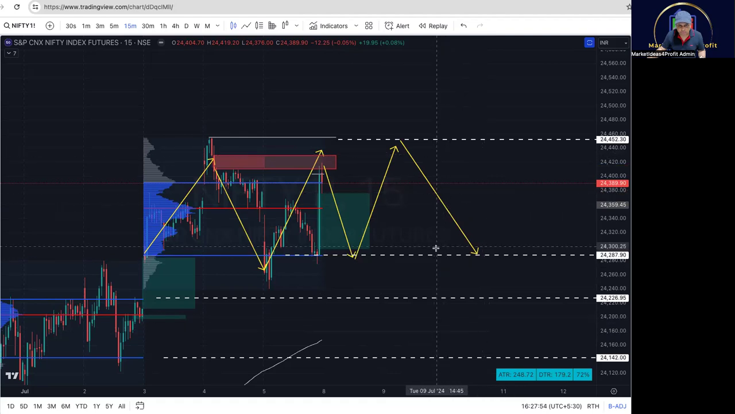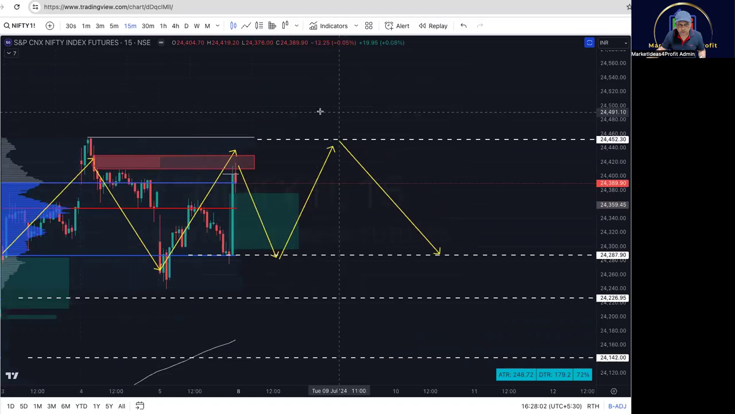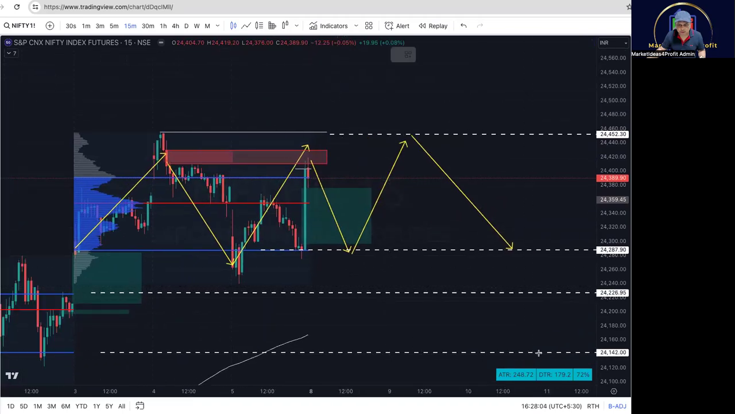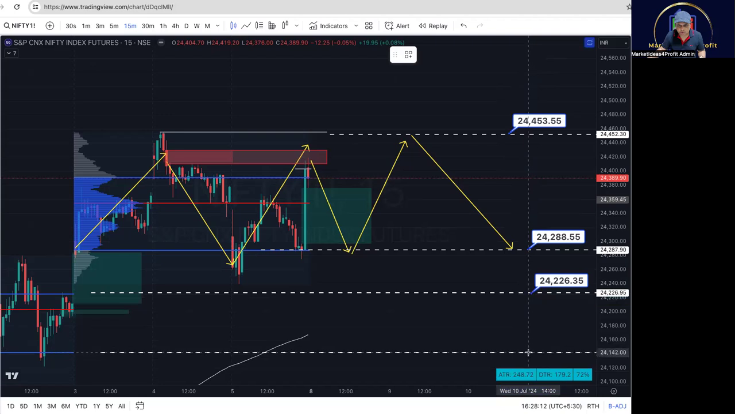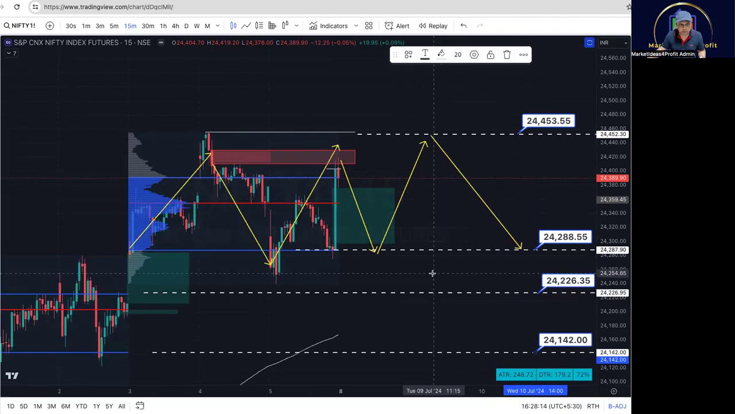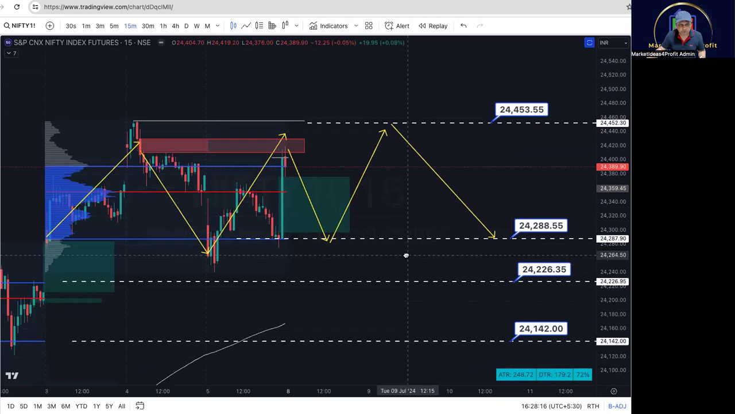And within this area, if we see intraday trades, reversals, we sell at the top, looking to target the bottom. We buy at the bottom, looking to target the top. So this is as far as the Nifty is concerned. I'll just mark out the levels for you here. So these are the levels, and these are the lower levels. So these are the significant levels. You can take a snapshot of this and use them for your trading if you trade intraday with futures.